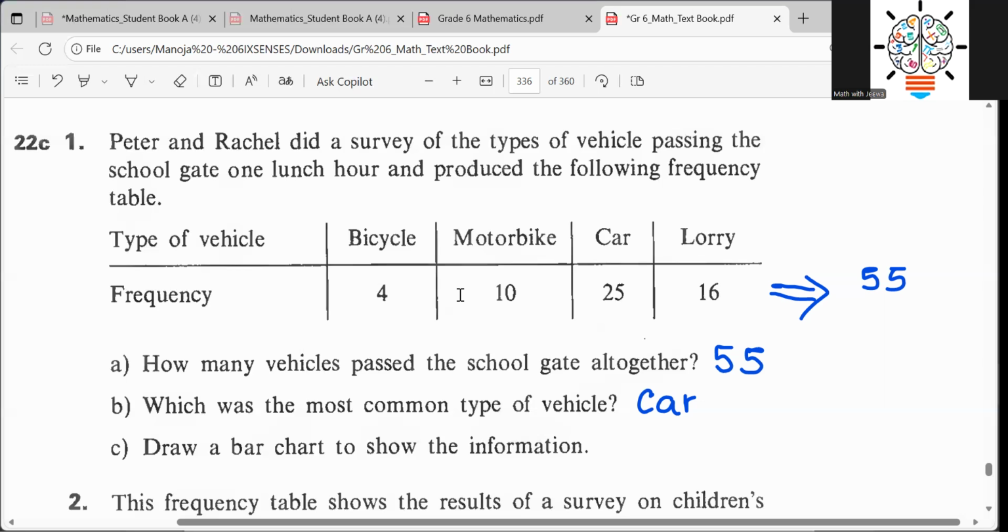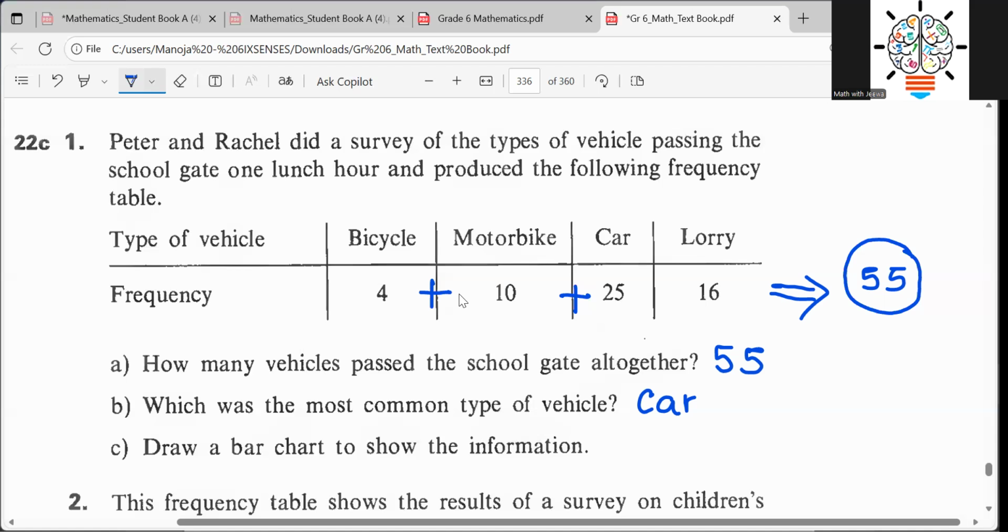How many vehicles passed the school gate altogether? What you are supposed to do, children, is add everything together like this, right? 4 plus 10, 14. Likewise, you add and it gives me 55. So 55 vehicles pass the school gate altogether during this 1 hour. That can be a lorry, a car, a motorbike, a bicycle, anything. The next one, which was the most common, is obviously 25, that is car.